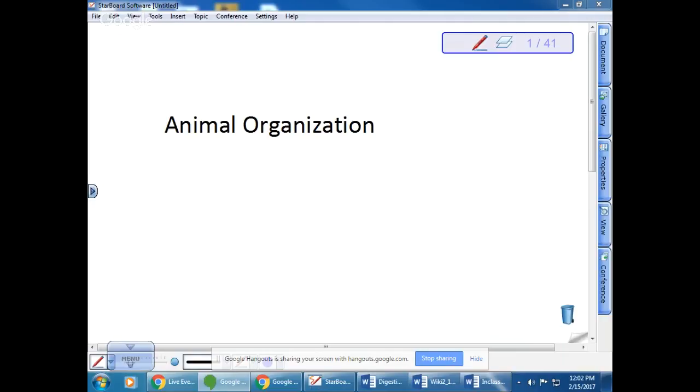Okay. So we are starting a completely new section in the course where we're going to be primarily investigating vertebrate anatomy and humans in particular. So when we talk about animal organization, we're talking about the different levels, starting with cells, tissues, organs, systems, right, and then the organism.